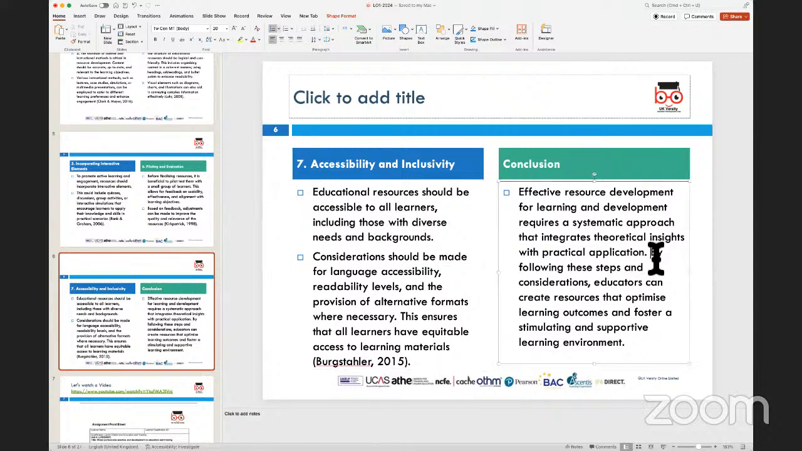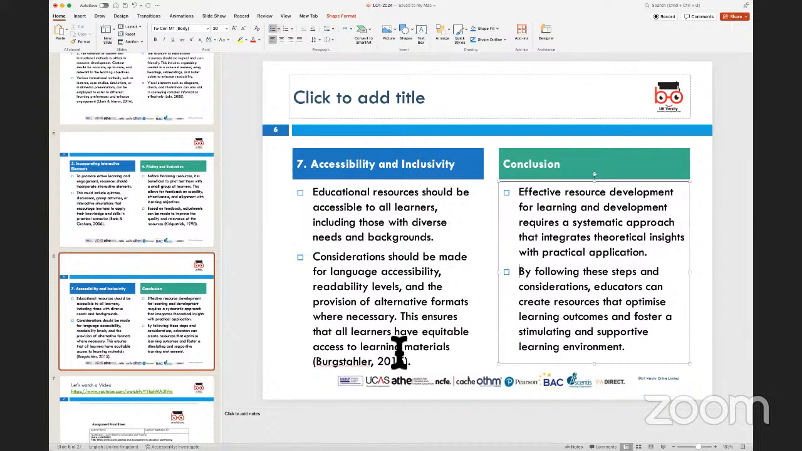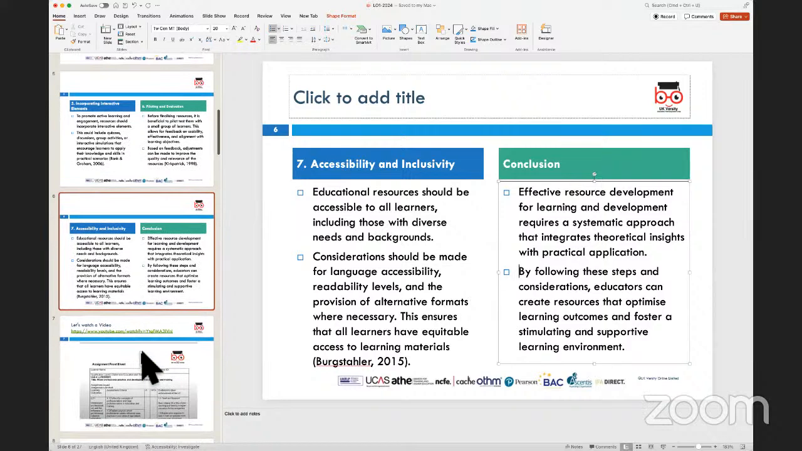So how do we prepare resources? How do we develop resources? We go through a 7 or 8 step process, and that process helps us understand how to prepare the resources which are required for the purposes of teaching and learning in a classroom or online with our learners. So that's the important bit that we look at.